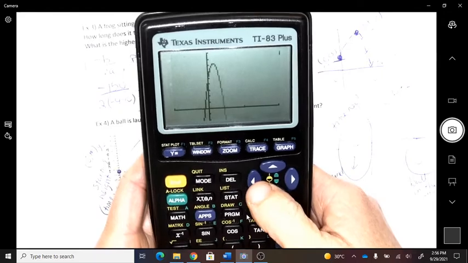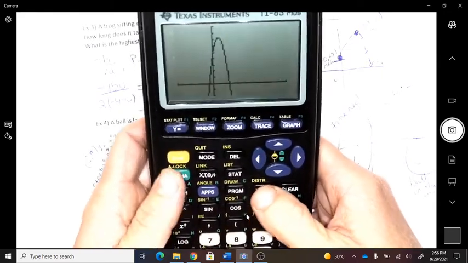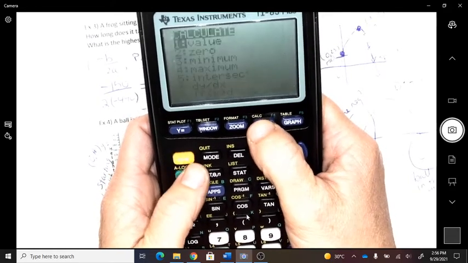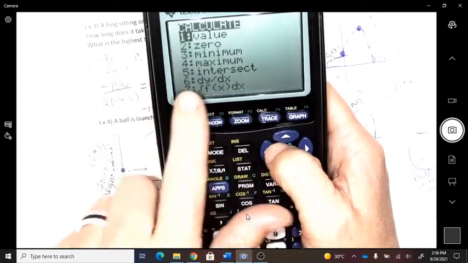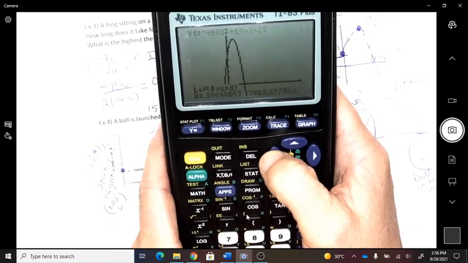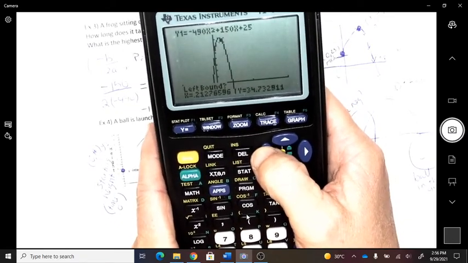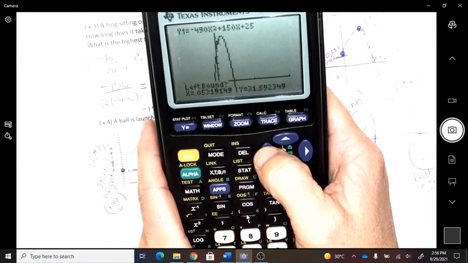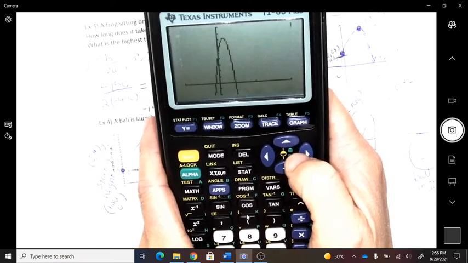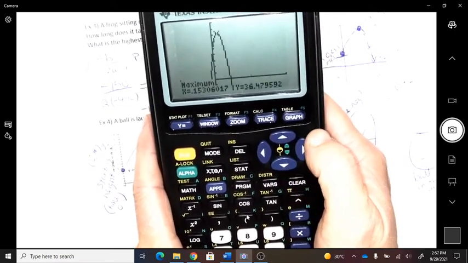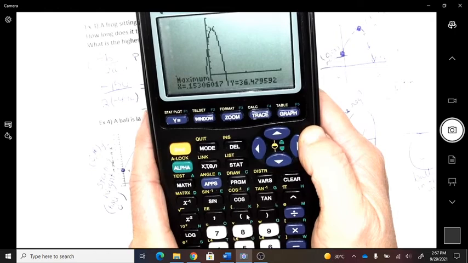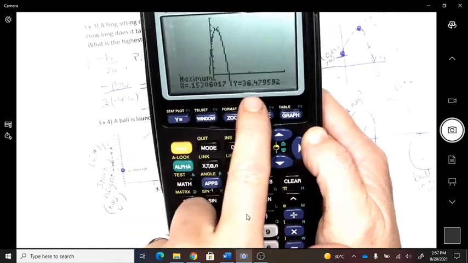Is that a parabola? Wow. That calculator's just smarter than me. And now I'm going to go second calculate, and I'm going to find its maximum. And then it tells me to go left. Okay, I'm left of it, enter, go right of it, enter, get it. Here's my vertex, 0.153, comma 36.48. And it did it for me, right? Those are our numbers.